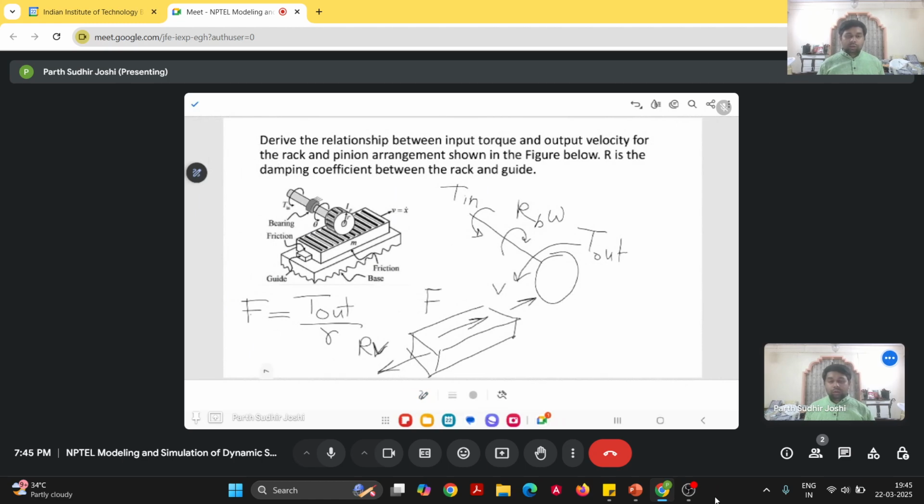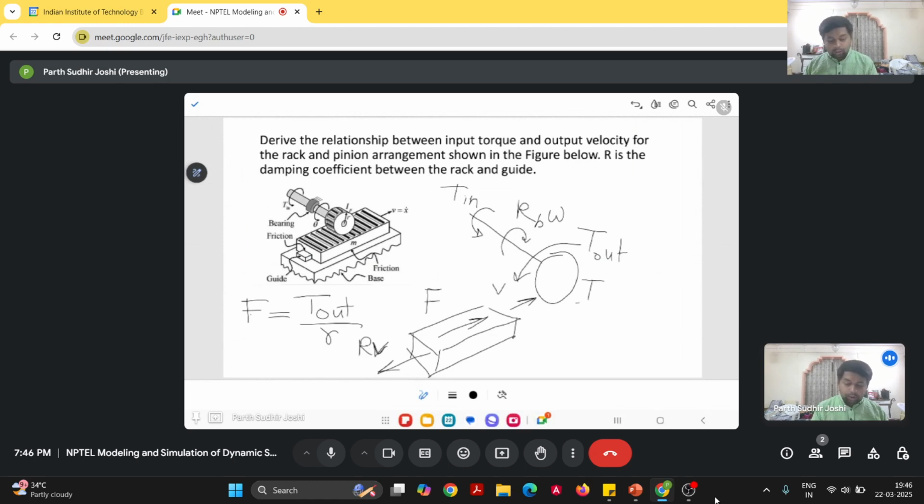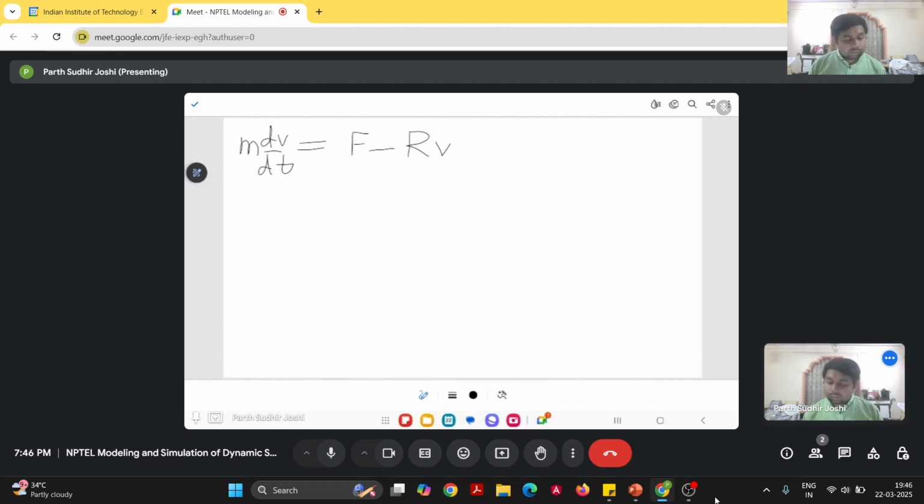Next we come to the equation for the pinion. Here let us assume that the moment of inertia of the pinion is IP. Then the equation of motion for the pinion will be: moment of inertia of the pinion into the rate of change of angular velocity, I into d omega by dt, is equal to the net torque that is acting on the pinion.